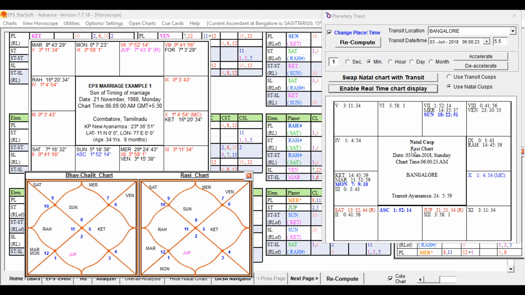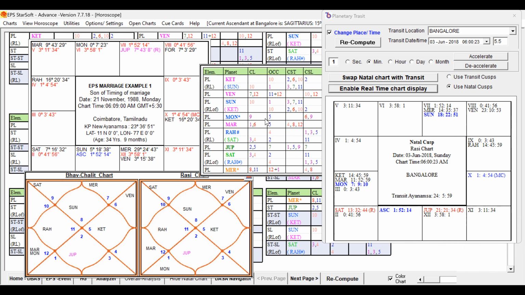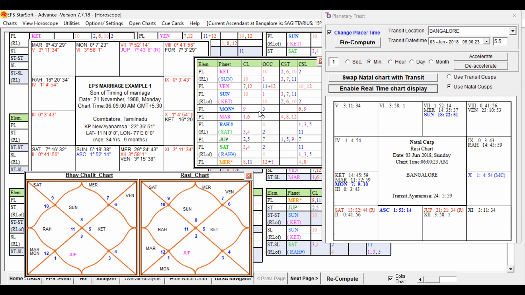Then, as per our EPS standards, what is the Dasa Lord? Sun Dasa. The Dasa Lord is Sun, in the sign of Venus. Venus in the chart is the 7th Lord, right? Let me open the significator also so that you can find that. So Sun is in the sign of Venus. Venus is 7th Lord and 11th Lord.